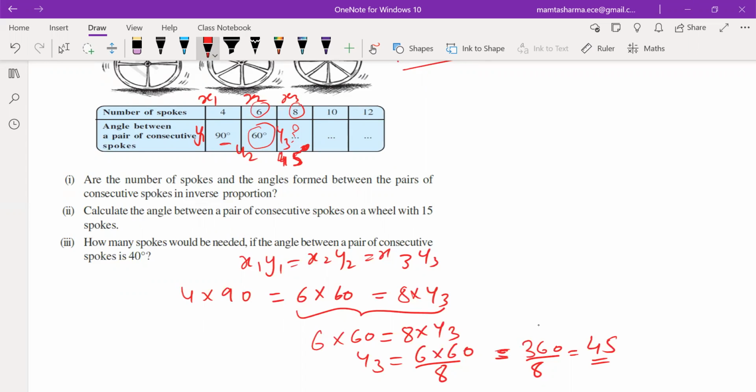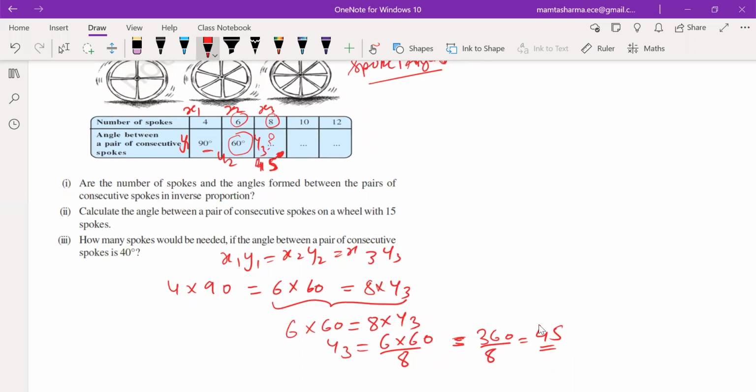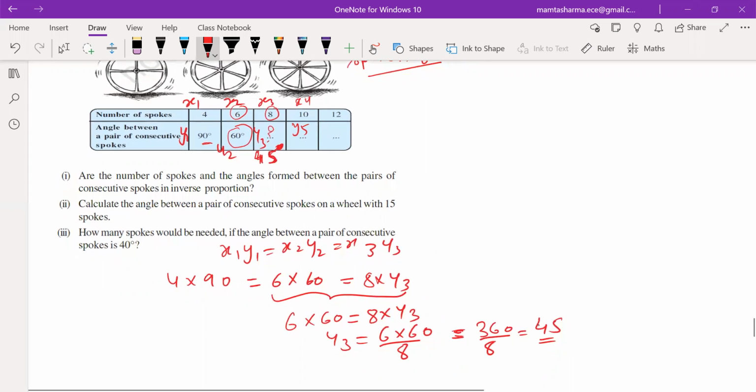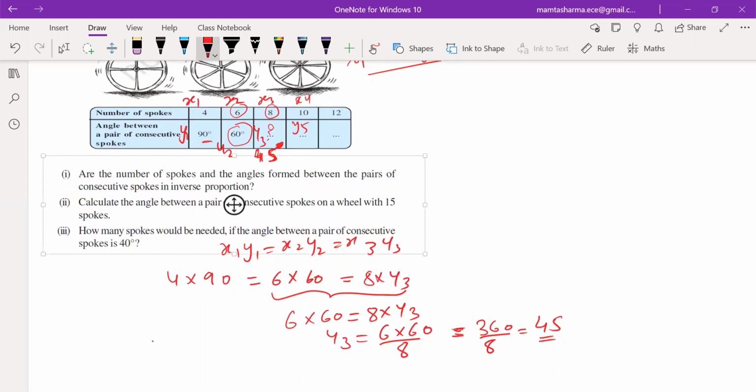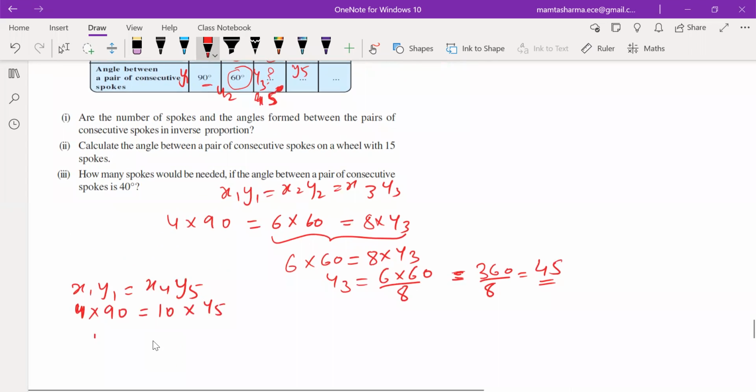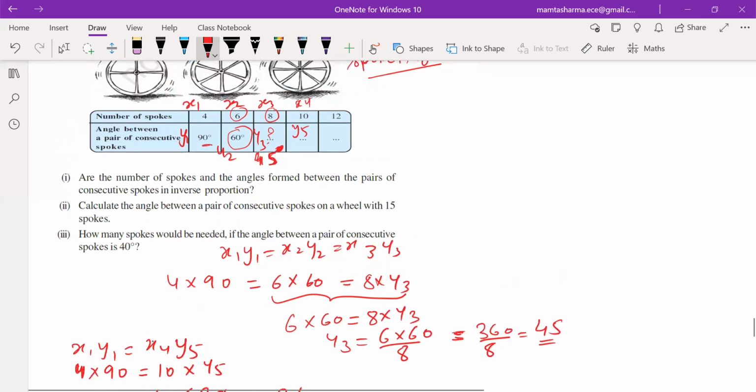Now equate this. Let's say this is x4, y4. Then x1, y1 would be equal to x4, y4. Find out the y4. 4 into 90 divided by x4 is 10. Y5 you have to find out. Now y5 would be 4 into 90 divided by 10. 0, 0 will get cancelled out. 36. When the spokes are 10, the angle between them would be 36.